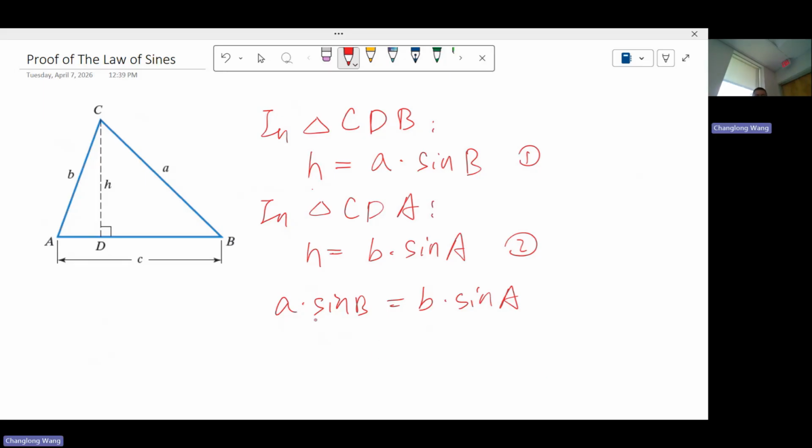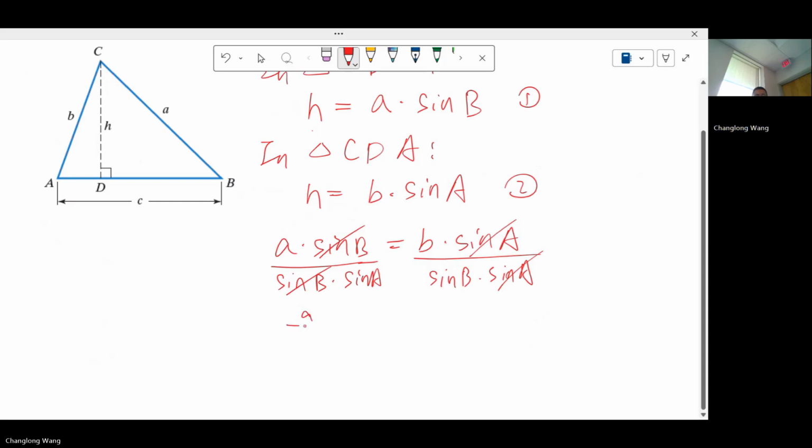Now, how about we divide both sides by sine B times sine A. Divide out both of them. Sine A gets canceled on the right, sine B canceled on the left, right? Therefore, you arrive at A over sine A equals B over sine B. That's it.